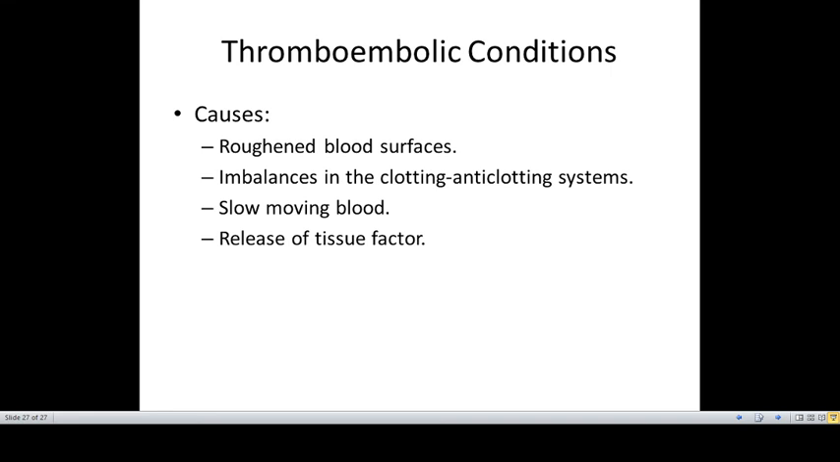Several factors acting either independently or simultaneously can cause thromboembolism. Number 1, roughened blood vessel surfaces associated with atherosclerosis can lead to thrombus formation. Number 2, imbalances in the anti-clotting systems can trigger clot formation.